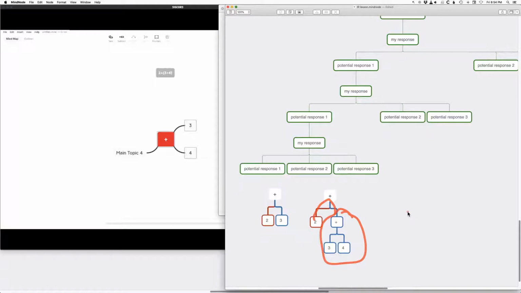Okay, so the subtree is 7, and then we can add the subtree to the root, and then the root is also adding 2. That was a bit confusing. I think I said it. So we have a plus that's adding together 2 and whatever the result of 3 plus 4 is.